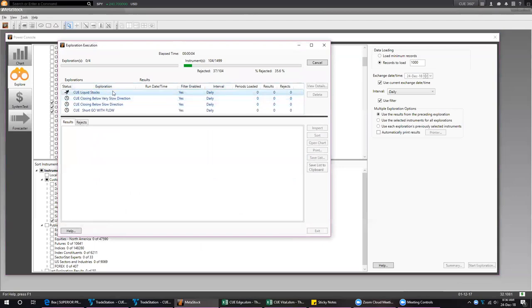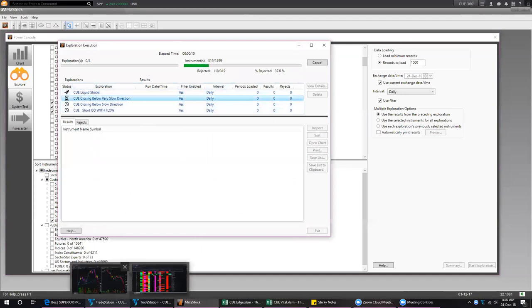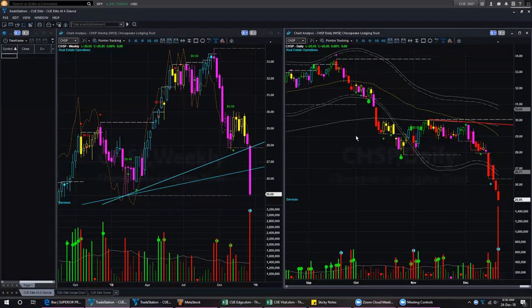It will use the waterfall. The output of the first scan will go to the second scan. Let it run. Let me explain the go with flow short setup.